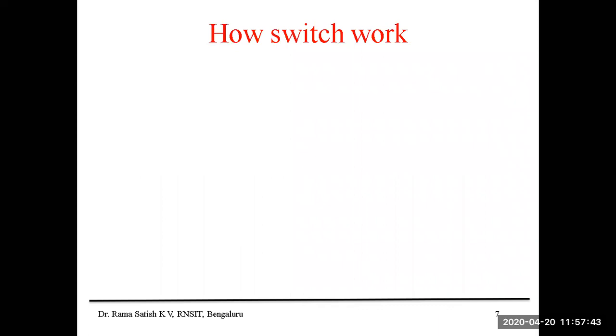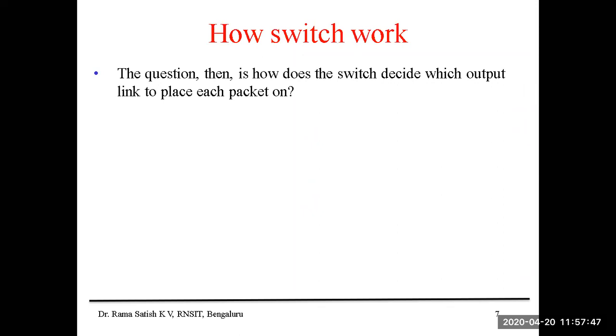And how exactly does the switch work? That is one very important thing. The question is, how does the switch decide which line it has to transmit on? It has received a packet from one line, and it has to forward it to another line, but there are multiple options for the outgoing line. How does it decide which is the right path?